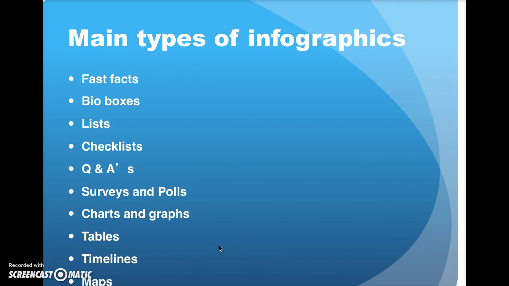There might be an infographic with questions and answers. One that might show the result of surveys or polls. Oftentimes, infographics have various kinds of charts or graphs or tables. They oftentimes will have timelines, or some will even have maps. And many will have combinations of these elements in infographics. Let's look specifically at each type.